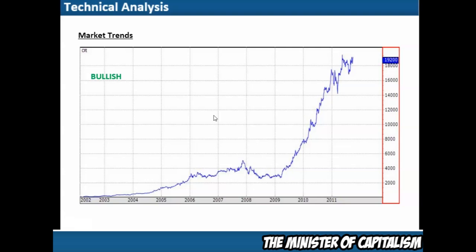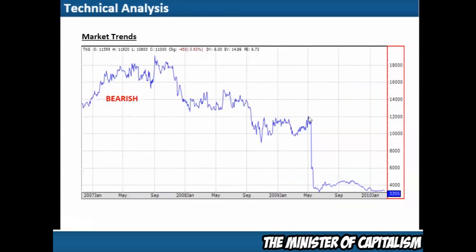So here's an example of a bullish trend. You can see from the shape of the graph, it's pretty easy to see. And here's an example of a bearish trend, as everything is trending down.